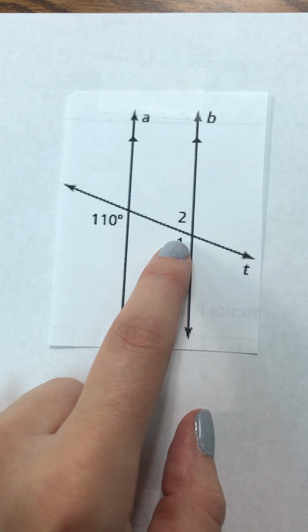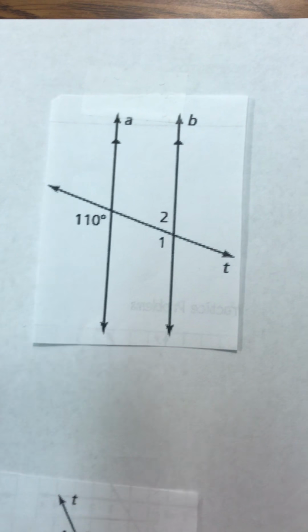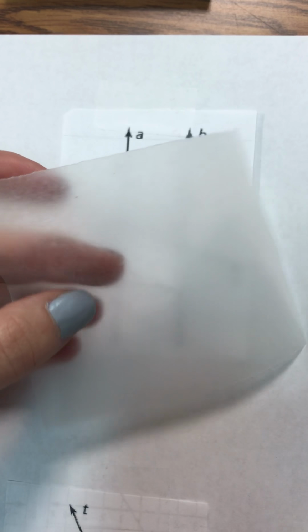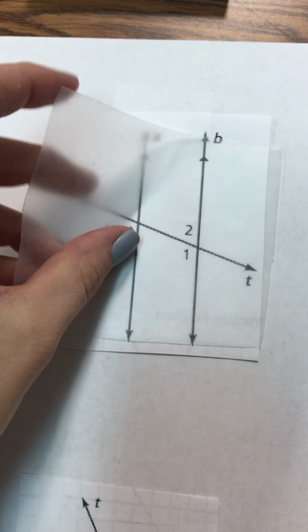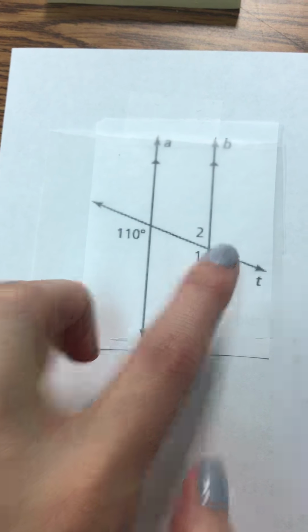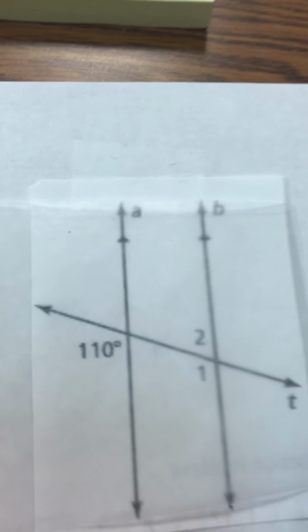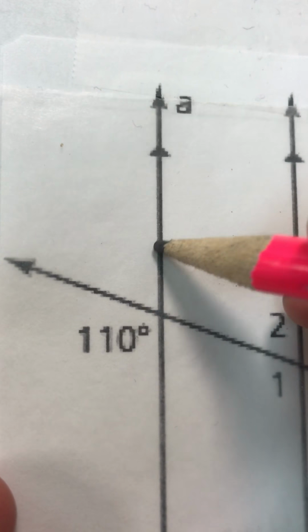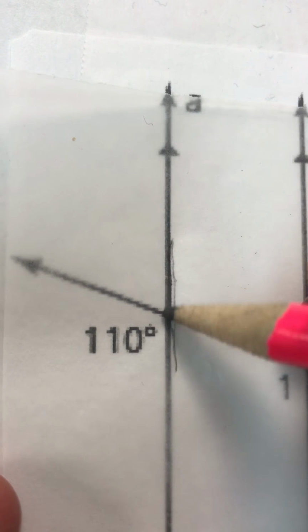Today we are going to be learning about when two parallel lines are cut by a transversal, how to find those missing angles. So we're going to start with this one right here. What I like to do is use some wax paper, and we are actually going to physically trace this side to see how that matches up on this side.